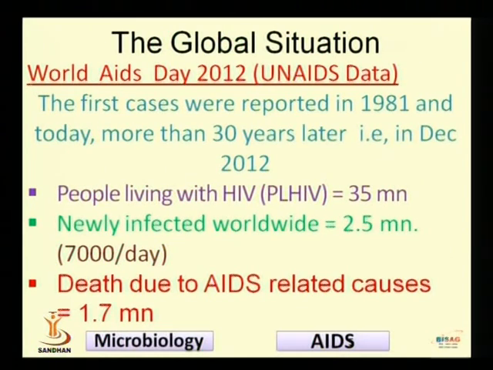We in short call them PLHIV, people living with HIV, those who have HIV infection in their body. There are 35 million people. In the last year, the newly infected worldwide cases were 2.5 million. That comes to around 7,000 cases per day. And the deaths due to AIDS related causes were 1.7 million.